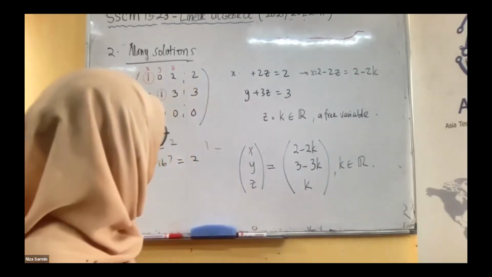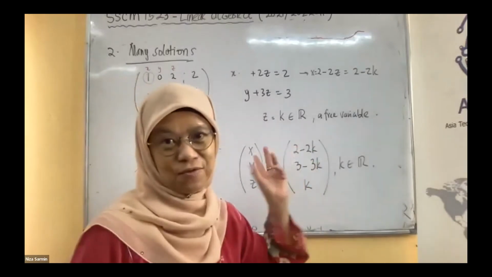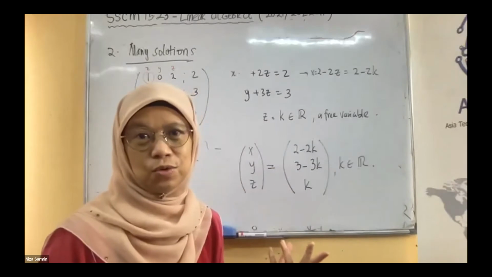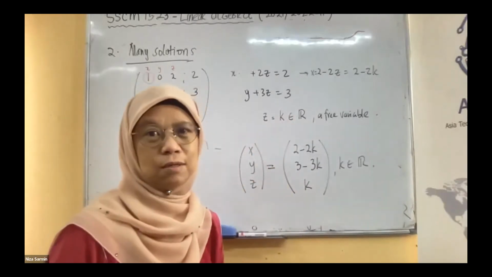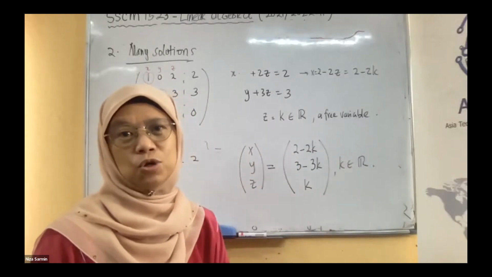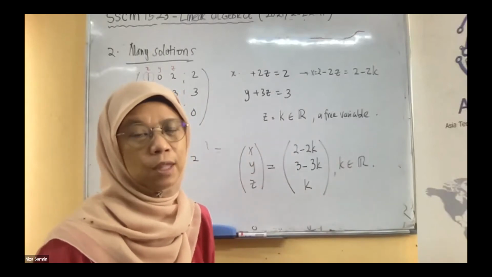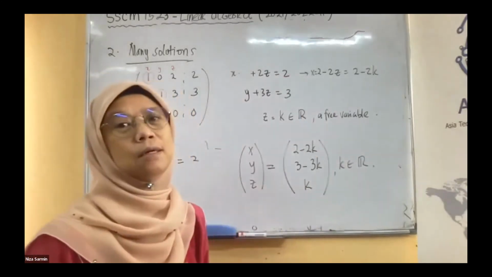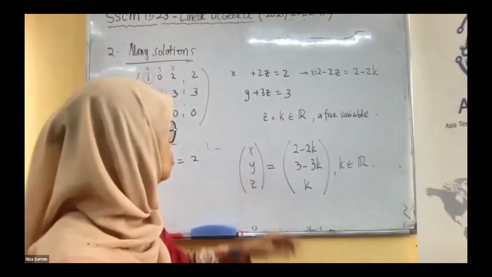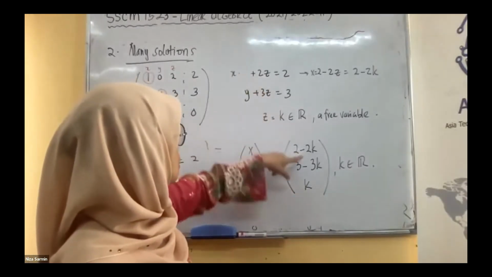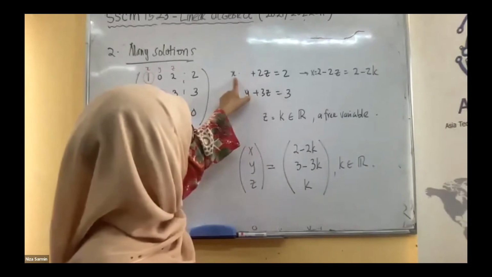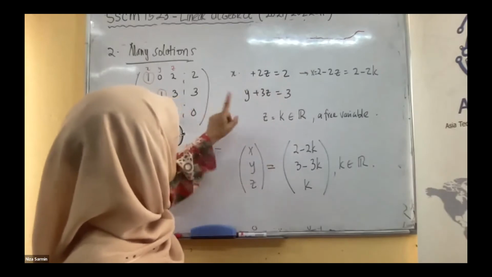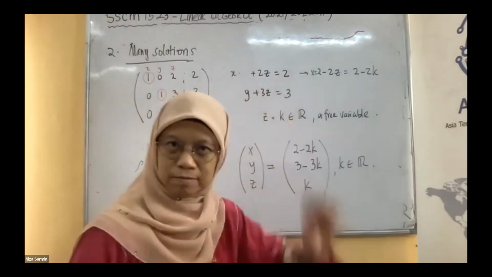Now, if k is 0, you will get 2, 3, 0, right? If k is 0, then you can check your answer. It's good to check back, plug into the original question and see whether it's right or not. I didn't give you the original question, but in the real exercise you will get it. Here, 2, 3, 0: 2 plus 0 plus 0 is 2, 3 plus 0 is 3. Okay.